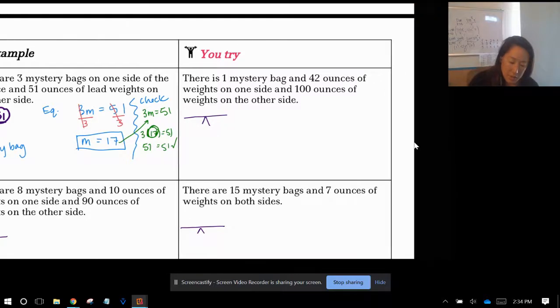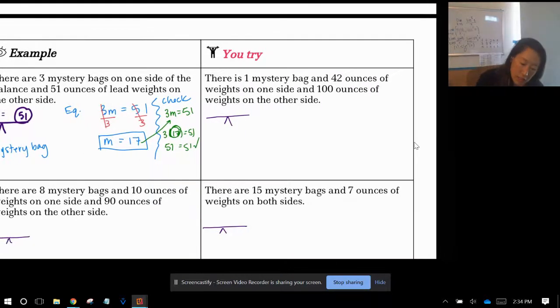Okay, you try this one. You try. All right, so what I got is one mystery bag and 42 ounces of weights on one side and 100 ounces on the other. Again, try. So I have my bag.